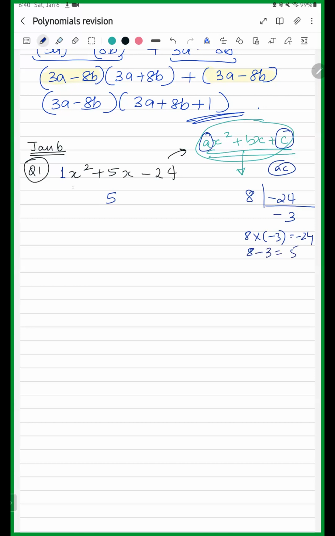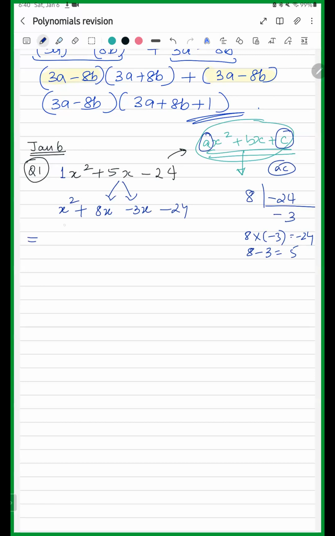So we want 5. So we are going to split this into 2. This method is called middle term splitting. So we're going to split this. This is going to become 8x and this is going to become minus 3x, not 3x, minus 3x, because 8x minus 3x is 5x. So now you don't have to write 1x square. You can just write x square plus this and this. Okay, now, we have done this before, but we are still revising it.